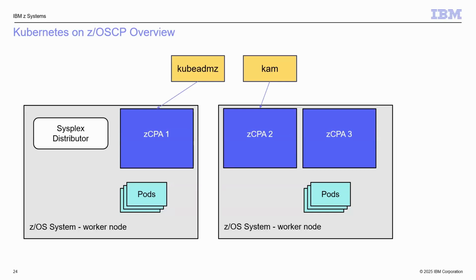Now, we did lock down the ZCPAs, so you cannot SSH into them, and there's no scheduling abilities like you might see on a standard control plane node. So Paul had gone over the new command line interface tools that we made because of that. We have kubeadmz, which is made for the Kubernetes administrators. This helps you manage the lifecycle of the cluster, while CAM is for the system programmers, and this manages the lifecycle of the ZCPA.